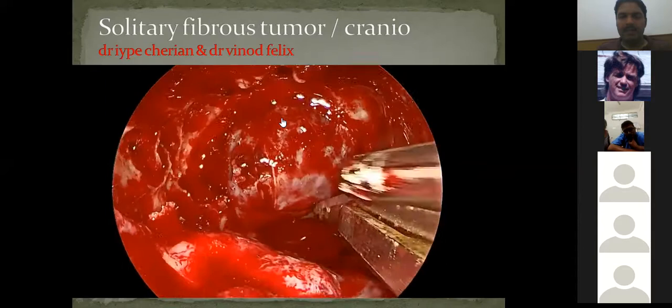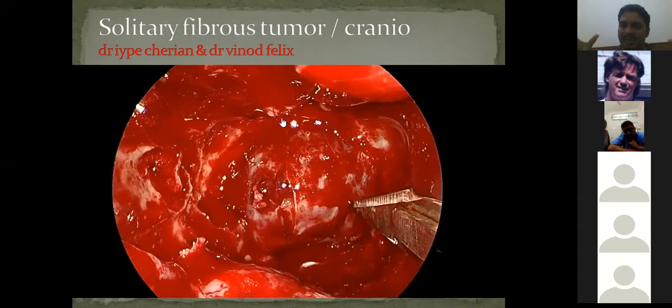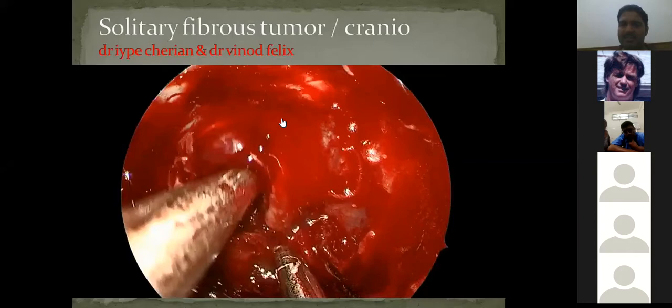Now we are incising the dura. This is like a fibrous pituitary adenoma. You can call it a solitary fibrous tumor. It's going into the cavernous sinus on both sides. But the trouble with this tumor is it's very fibrous.